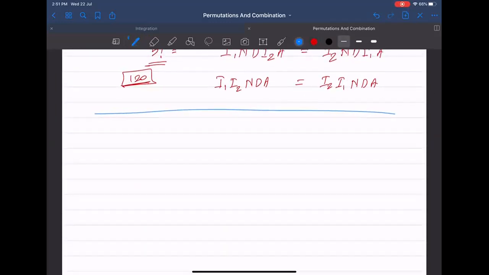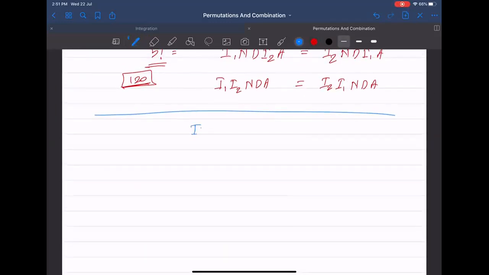Now I have this word I N D I A I. What is happening here? It is 6 letters, but 3 of them are identical. Agree? So actually, how many ways can you arrange it if all were different? How many ways can you arrange this 6-letter word? 6 factorial. Agree? 6P6, which is 6 factorial ways.